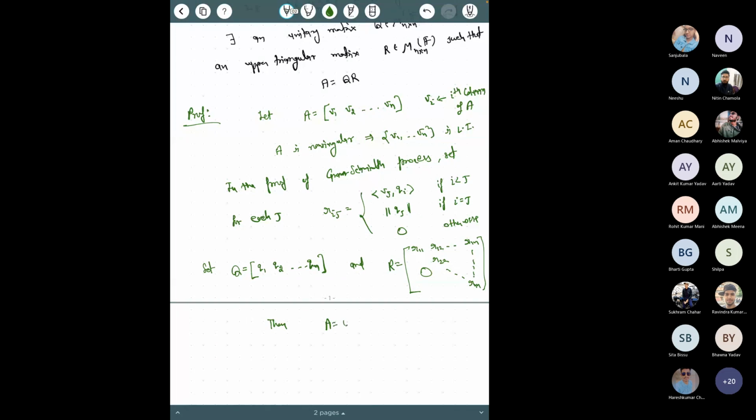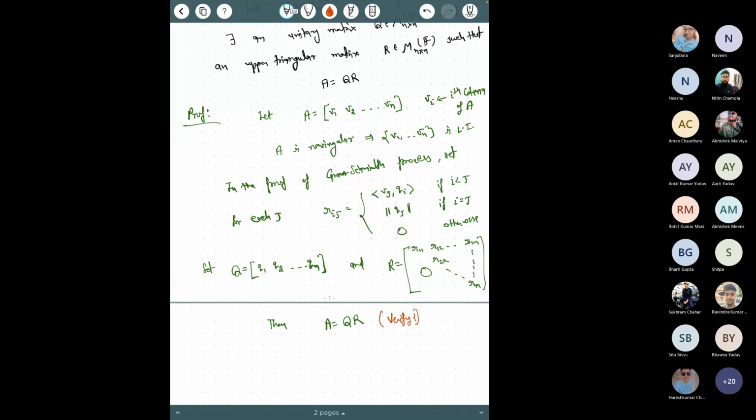As I mentioned, this QR factorization in general you can find for any matrix A, whether it's square or rectangular, or whether it is invertible or non-invertible. We can always find a QR factorization. There would be different variants of QR factorization for that, which we will probably cover later in the course if time permits.